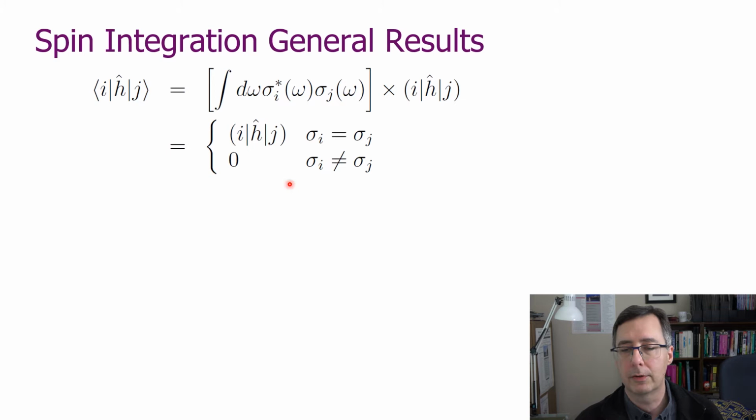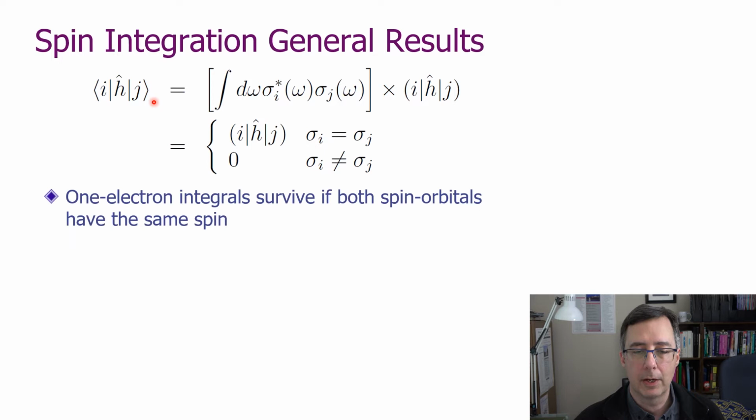And remember, in Hartree-Fock, I don't have these off-diagonal ones, <i|h|j>, I just have diagonal ones, so that's going to make it easy to evaluate. I'll show you that in a second. So the one-electron integrals survive if the spin orbitals have the same spin, both alpha or both beta.